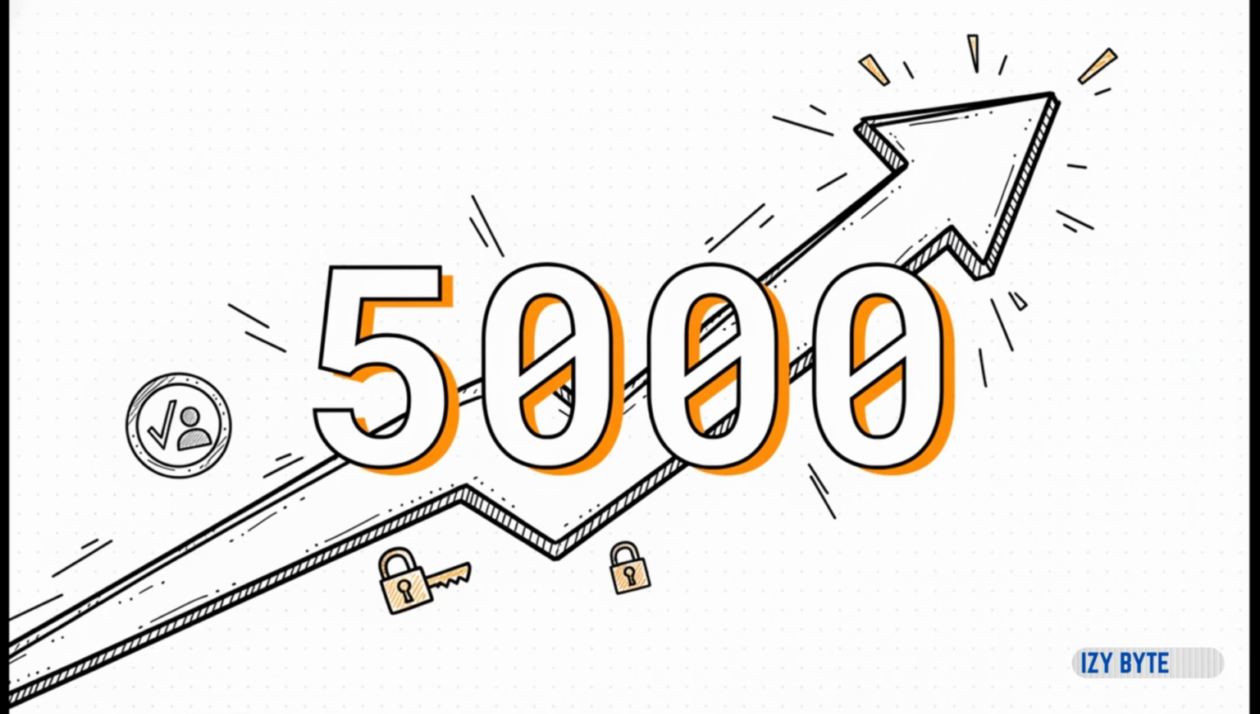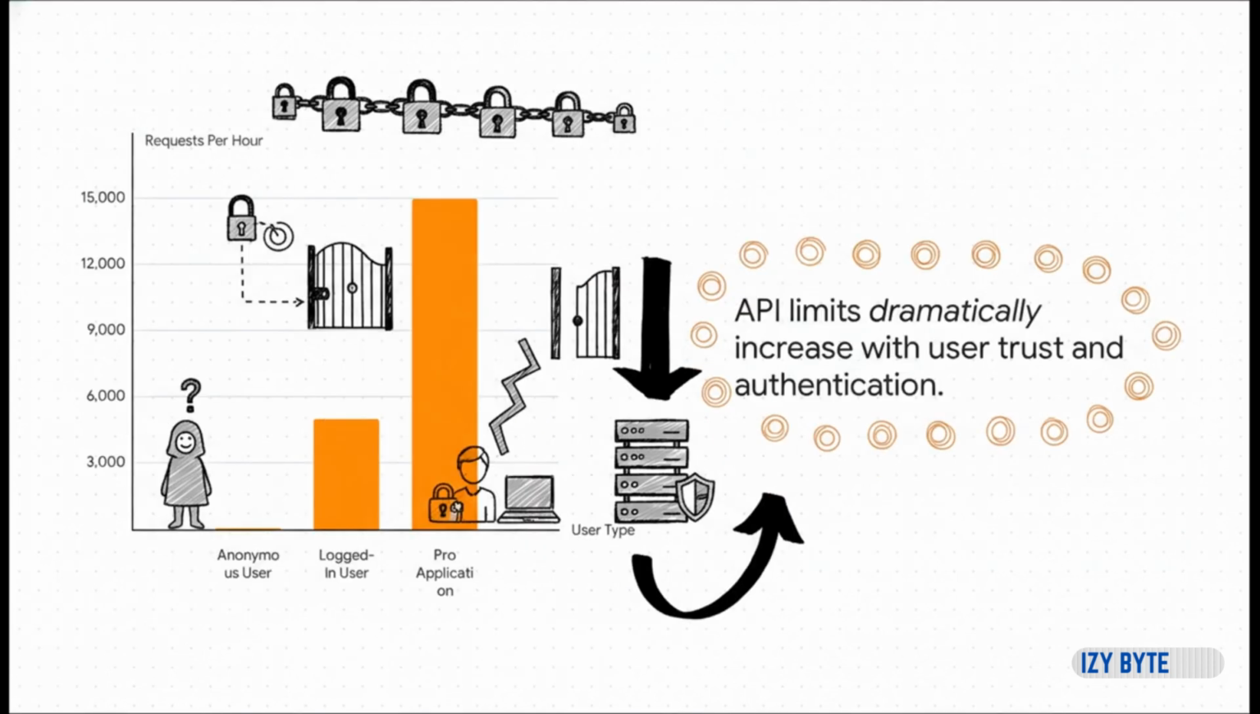We just jumped from 60 to 5,000 simply by proving who we are. That is a massive increase. I mean, this chart really says it all. You can see that tiny little bar for the anonymous user at 60, then this huge jump to 5,000 for a logged-in user, and then an even bigger leap for a professional application, maybe something like 15,000 requests an hour. It couldn't be clearer. Identity really matters.